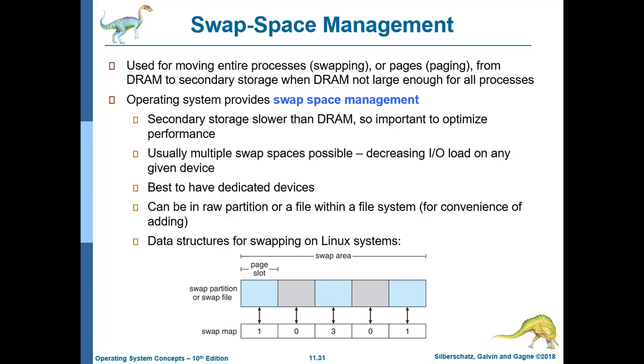Usually, multiple swap spaces are possible, decreasing the I/O load on any given device. It is best to have dedicated devices. Swap space can be in a raw partition or a file within a file system for convenience of adding. Again, swap space management is the low-level OS task of managing space on secondary storage for use in swapping and paging. This is the data structure for swapping on a Linux system: the swap area, the swap partition or swap file, and the swap map. If there needs to be a swap, there is a corresponding space for the swap space management.